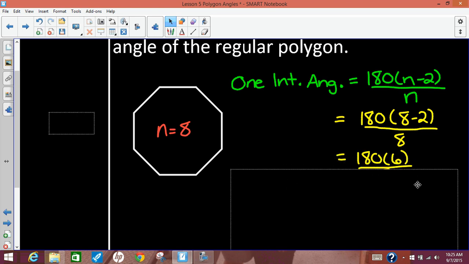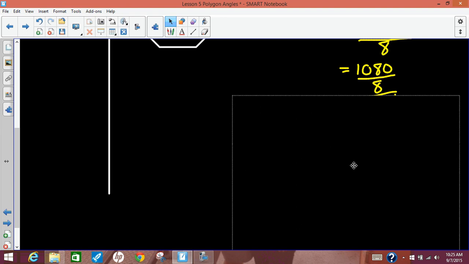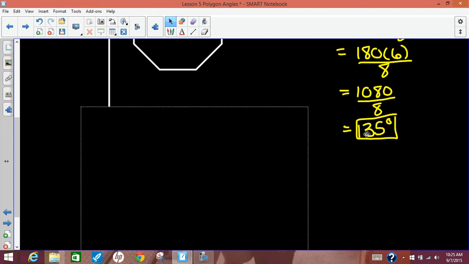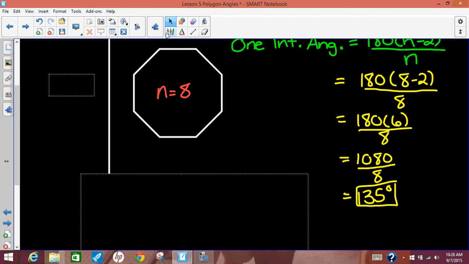I can simplify the top, and then I can do the division and get that one interior angle of this 8-sided polygon is 135 degrees. That means each of these angles is 135 degrees. And you can see up here, this 1080, that's how much all the interior angles should add up to. Dividing by 8 gives us 135.